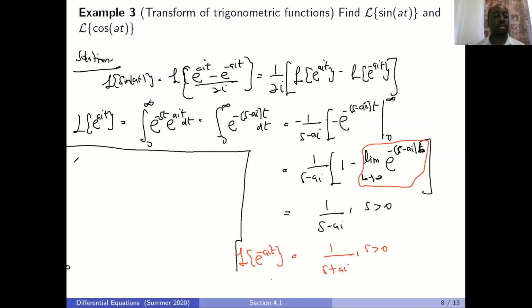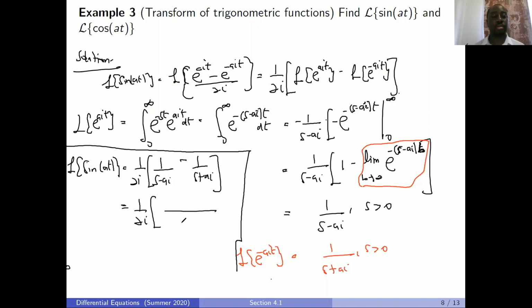So we can say that the Laplace transform of the sine of at is 1 over 2i, we have 1 over s minus ai minus 1 over s plus ai. If we combine this into a single fraction, we're going to have s minus ai, s plus ai, so this is a difference of 2 squares, ai squared. And then up here we have s plus ai minus s minus ai.